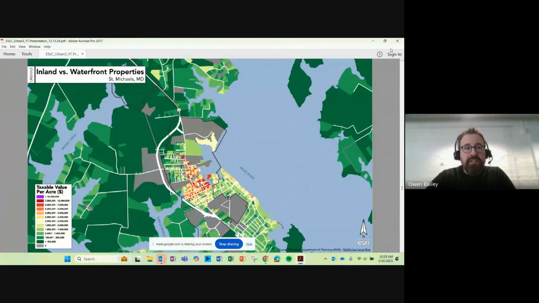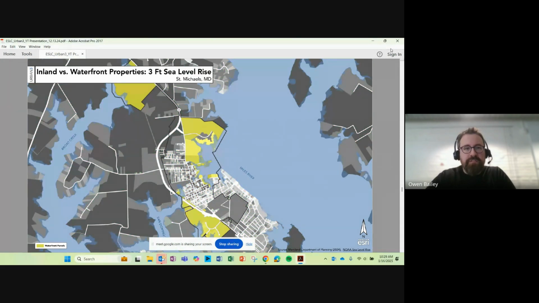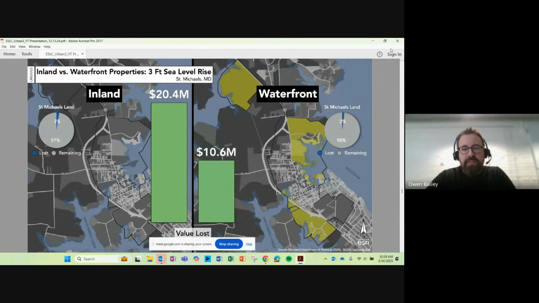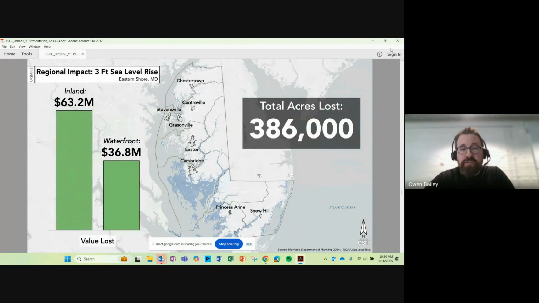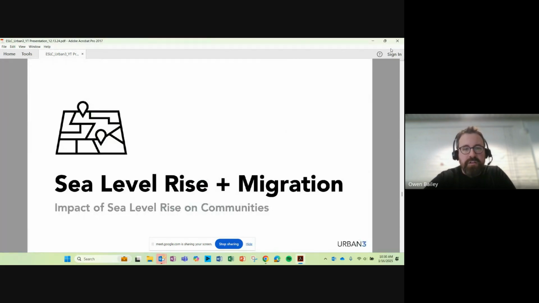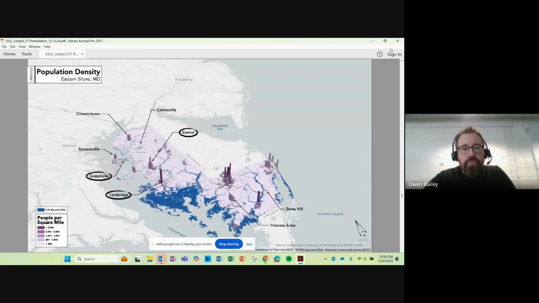I'm going to skip over this because I want to make sure we have time for Q&A. This is looking at St. Michael's and the loss of productivity. I'll make sure that this slide deck is available for anybody who wants to dive into some of these numbers later on. But we know that the loss of land in our communities is going to require climate migration.